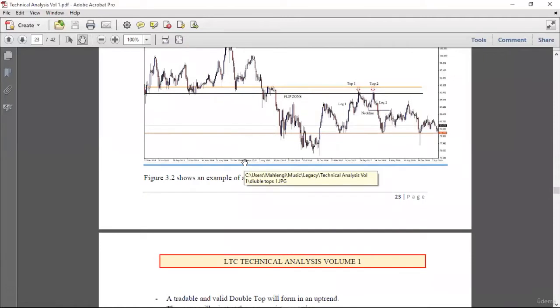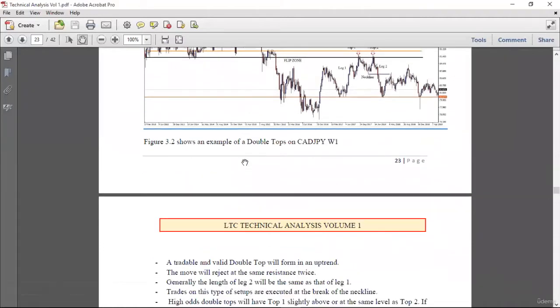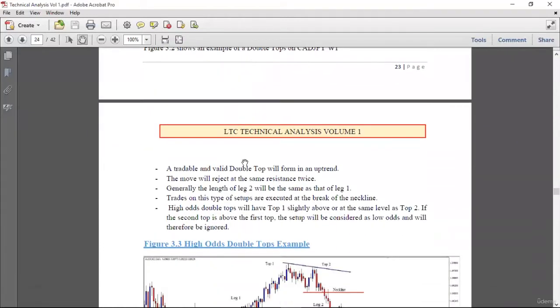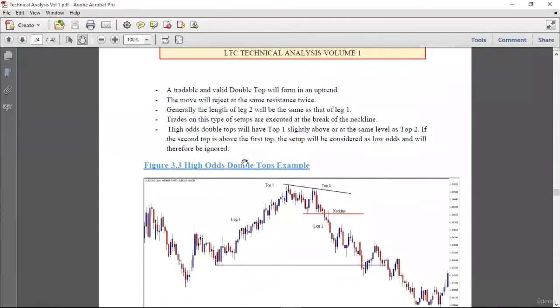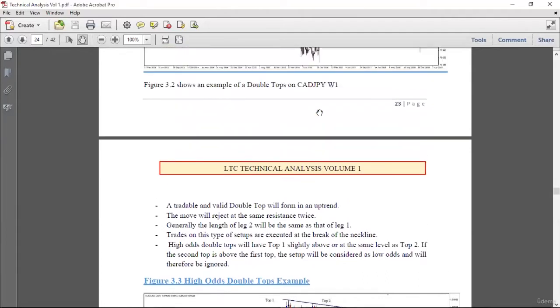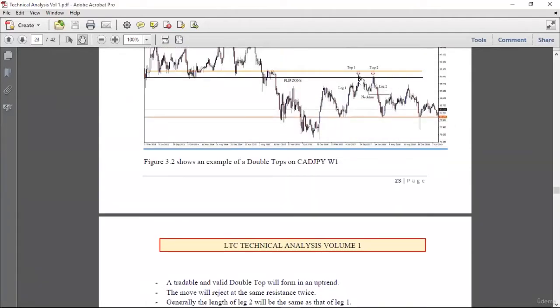We're still going to look at this on the MT4 platform. So just doing the theory part of it now. A tradable, valid double top will form in an uptrend, as we have said. The move will reject at the same price twice. If you look at this example here, price is just rejecting at almost the same price twice. It's rejected on that price.